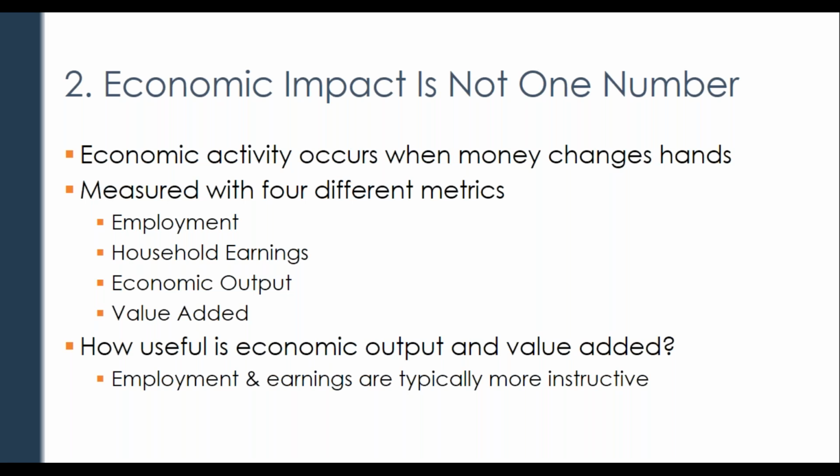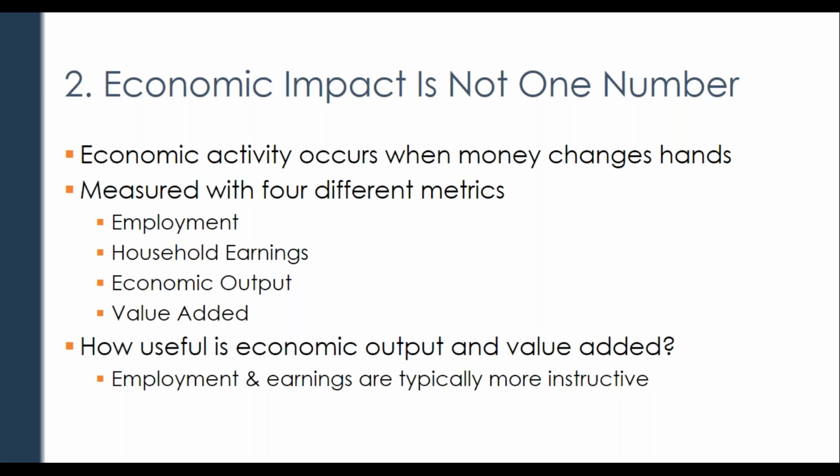The next measure of economic impact is economic output. And these last two, economic output and value added, is where things start to get more confusing. Employment and earnings are generally easy to wrap your head around. You can think about what that looks like and sometimes even see those people. But when you start talking about economic output and then value added, that's when things get a little confusing.